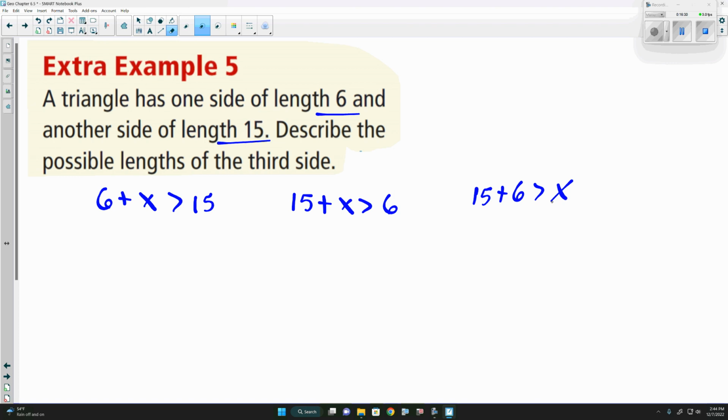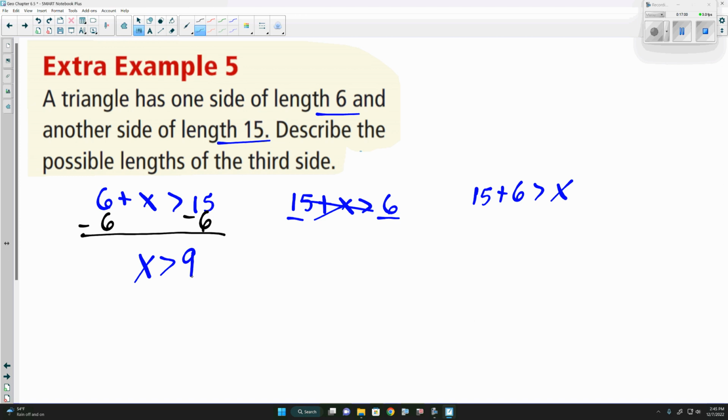Now, the middle one, because I always end up putting this one in the middle, 15, is it always greater than 6? Yeah, 15 is always greater than 6. So that one doesn't matter, but we need to solve and simplify the other two. So here, to get x by itself, we need to subtract 6, so that tells us x has to be greater than 9.